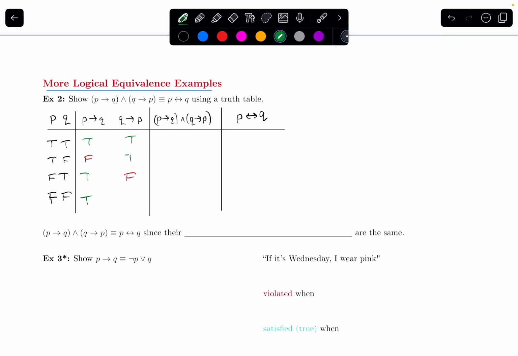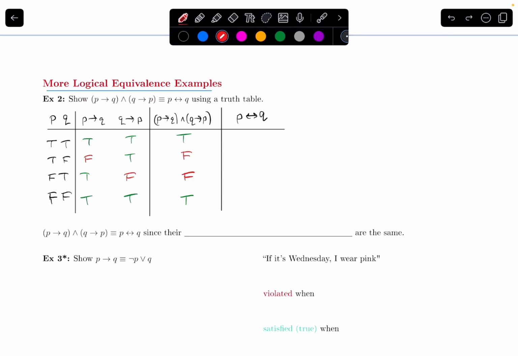So true, true, true. Now I'm ready to combine these two columns with an AND statement. And we've seen that with an AND statement, what it takes for it to be true is both parts have to be true. So this has to be true and that's got to be true. So that's happening in this top row. It's happening in the bottom row. But in the other rows, at least one of them is false. And that makes the AND statement false.